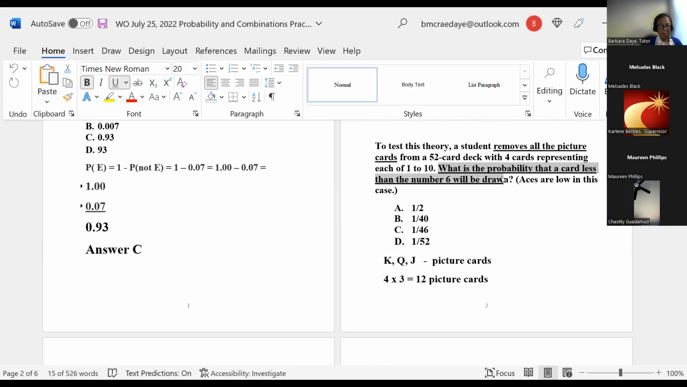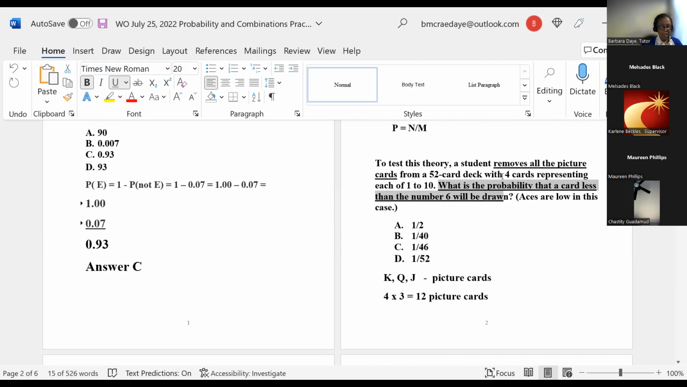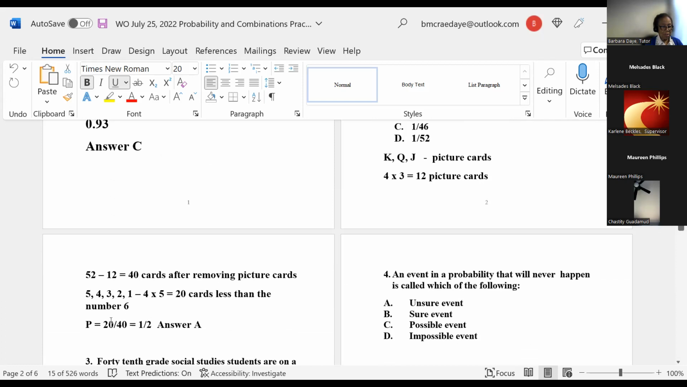So when you look at a word problem, you look at what you are trying to solve for, and then you look at what you are given in the problem to solve it. So taking the picture cards out, you need to know the number of picture cards and then how many cards are left after you remove them. Then identify all the cards that are less than the number 6. And that's what Maureen did over here when she gave you 5, 4, 3, 2, 1. Got it? Okay, thank you.